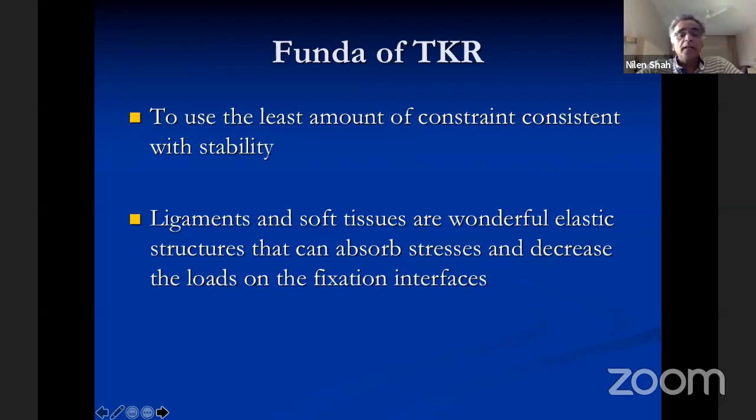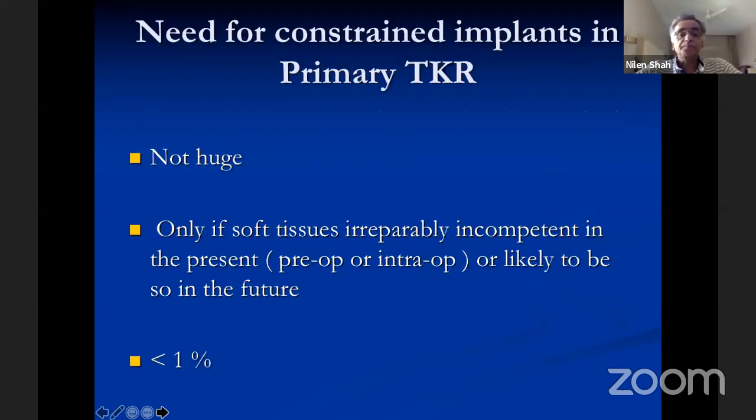that will work well. Now, why this knee also does not satisfy the patient fully, as Professor had said in that Bob Brown paper, that one fifth of the population of knee replacement is not happy, that is still a matter of debate. So ligaments and soft tissues are wonderful elastic structures that can absorb stresses and decrease the loads on the fixation interfaces. So the lesser constraint you have, the greater is the likelihood that the knee will last more.